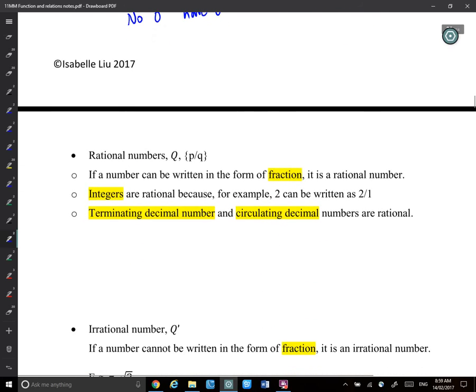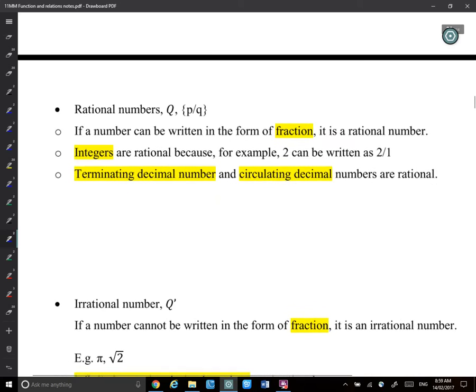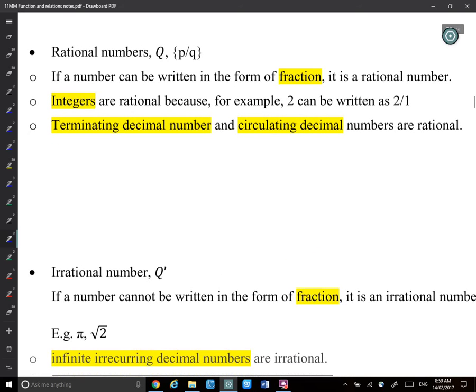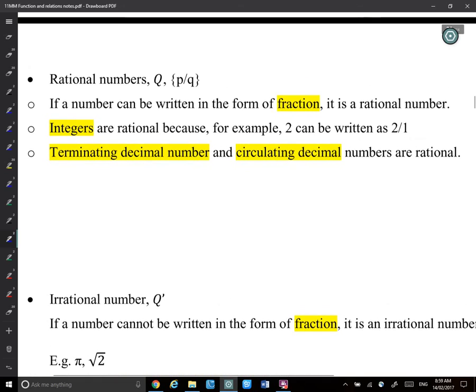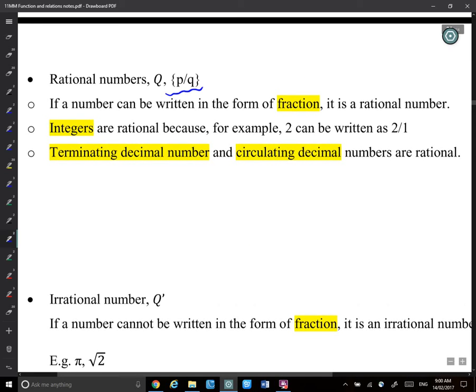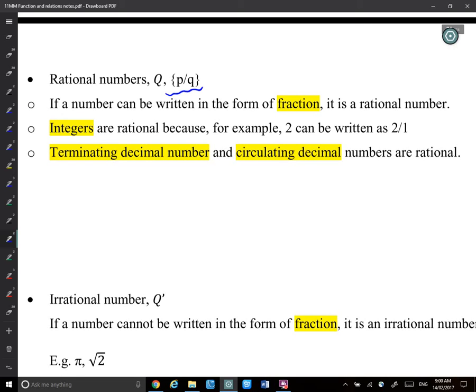Next one is rational numbers. So what is rational numbers? You keep learning this from year 9 until now. Rational numbers, we use Q to represent that. Q means rational numbers. I write a set p over q, lowercase p over lowercase q. So what is rational numbers? If a number can be written in the form of a fraction, it is a rational number. Any number that can be represented in fraction form will be a rational number.